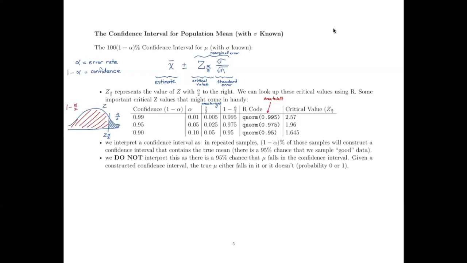Okay, so I can work out 1 minus alpha over 2. In this case, it's 0.995. I plug that into qnorm and it'll spit out the critical value, 2.57. So in this particular case, this value here would be 2.57 if we wanted a 99% confidence interval, okay?